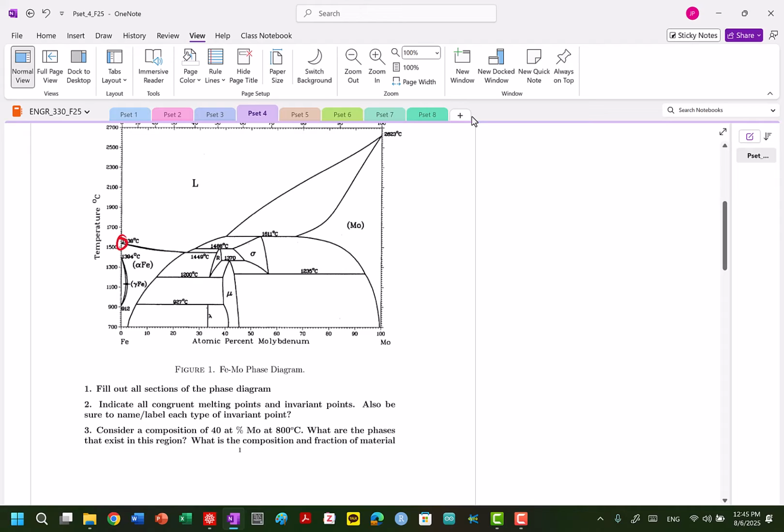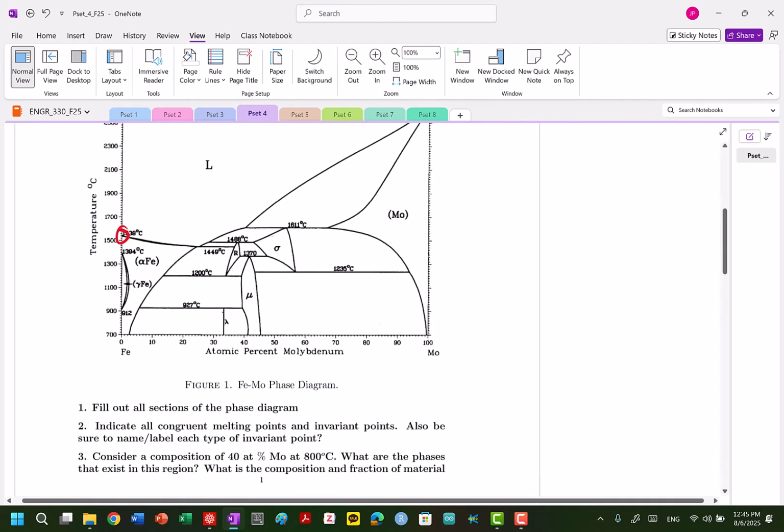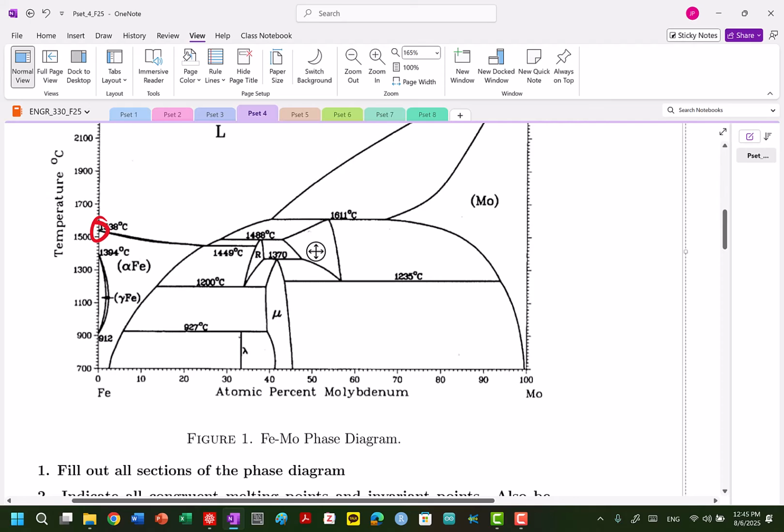So congruent melting point here. We also have a congruent melting point right here. All right. So this is liquid plus one phase into... So let's actually start from here to here. This is probably a little eutectic point right here. But if you miss it, it's okay. This is a solid plus another solid to a new solid, so that's a peritectoid right here.